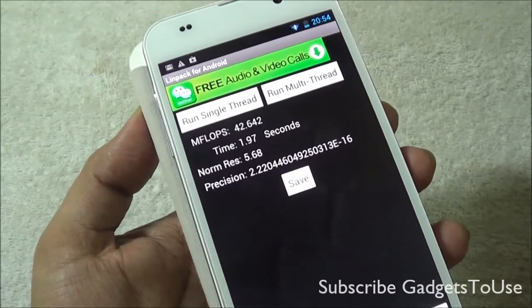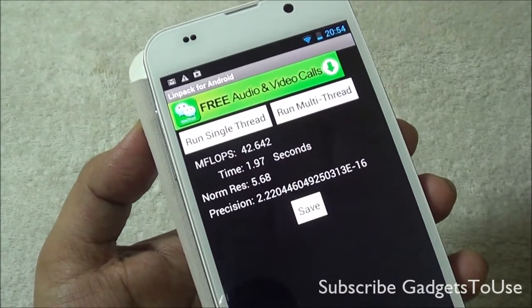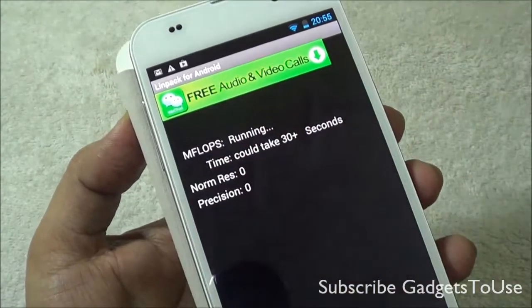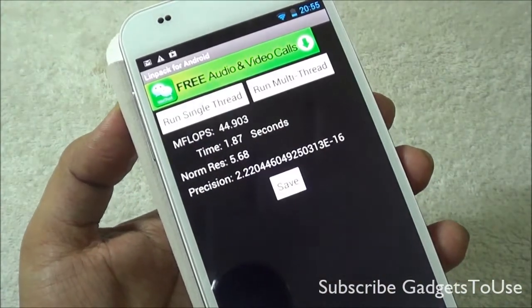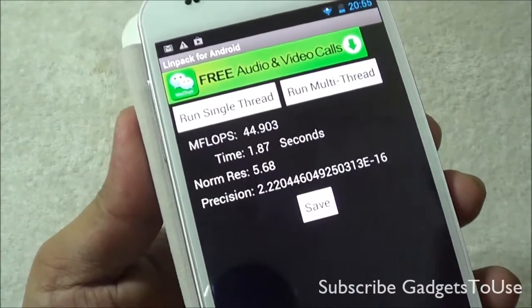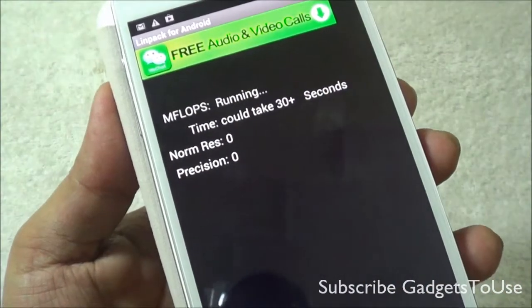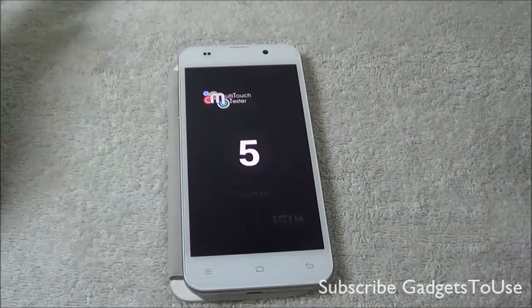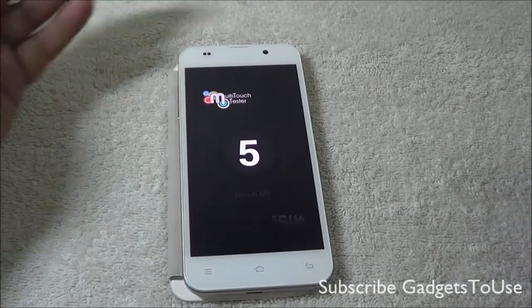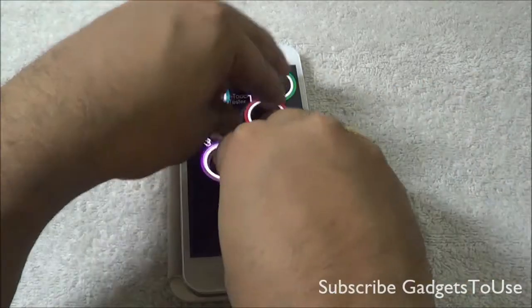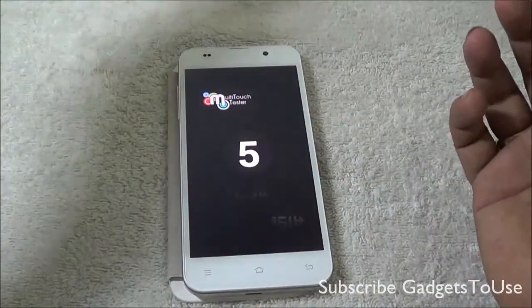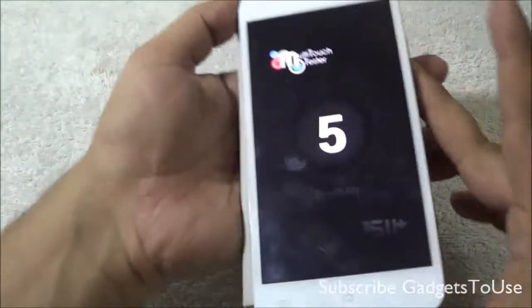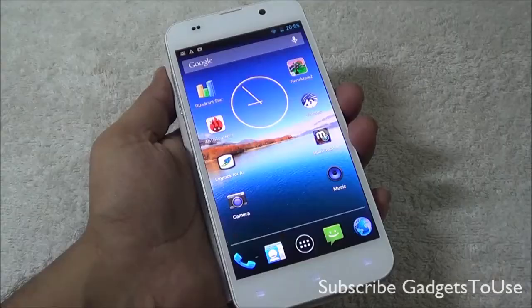Now to test the overall capability of the CPU, we are running Linpack for Android. If we run the single thread operation over here, this is how the figures look, and for the multi-thread, this is how the figures look. The last utility which we ran on this device is the multi-touch tester. This utility has nothing to do with the MediaTek Turbo chipset, but we ran it just for the sake of it, and this device supports 5-point multi-touch.